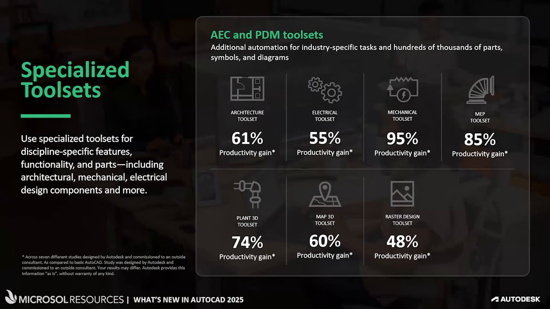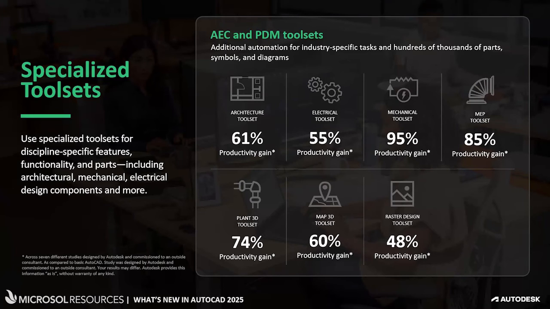Now let's talk about the specialized industry toolsets and the benefits these AutoCAD applications offer for teams looking to increase their productivity and leverage industry-specific content. The AutoCAD portfolio offers 7 specialized toolsets or applications. For the architecture, engineering, and construction industry, we have AutoCAD Architecture, AutoCAD MEP, AutoCAD Plant 3D, and AutoCAD Map 3D. For the product design and manufacturing industry, we have AutoCAD Mechanical, AutoCAD Electrical. And we also have AutoCAD Raster Design, which offers tools valuable in both the AEC and the PDM industries.